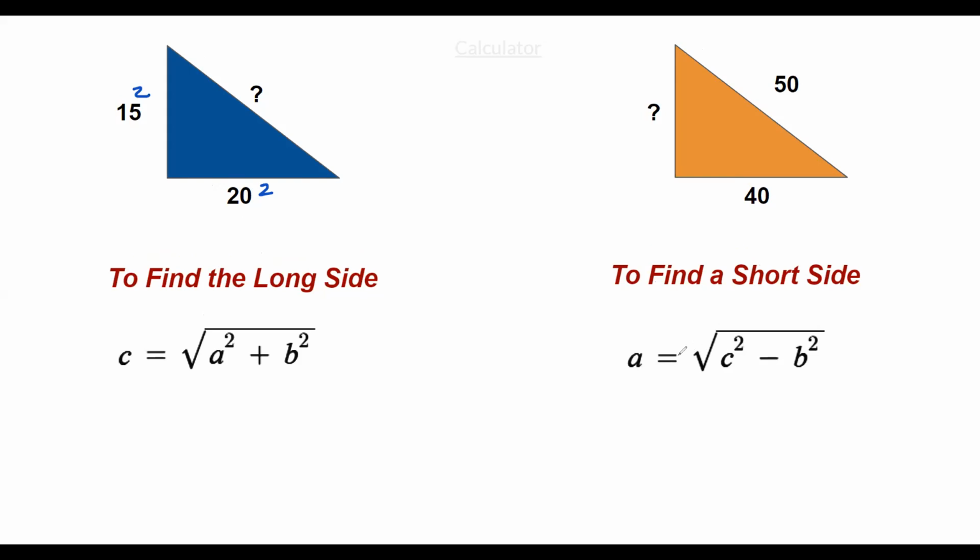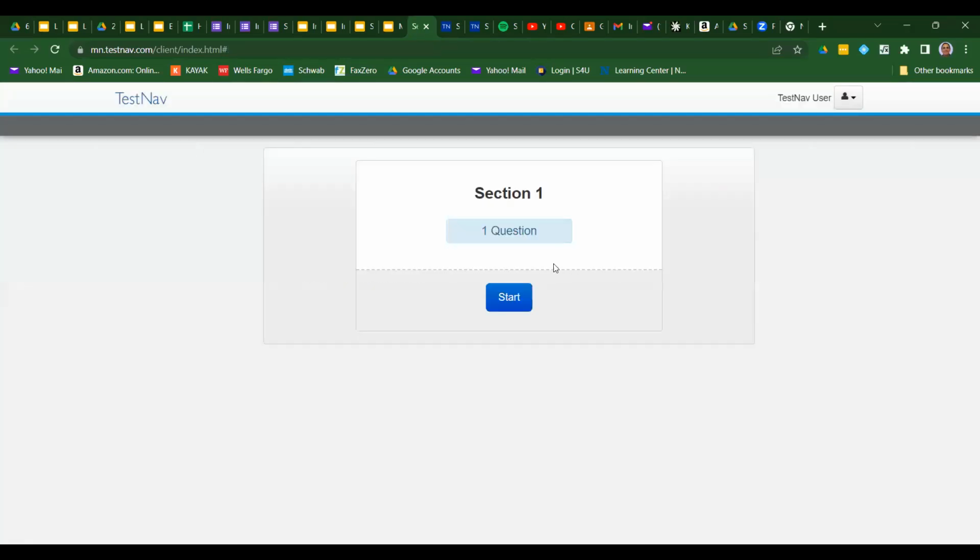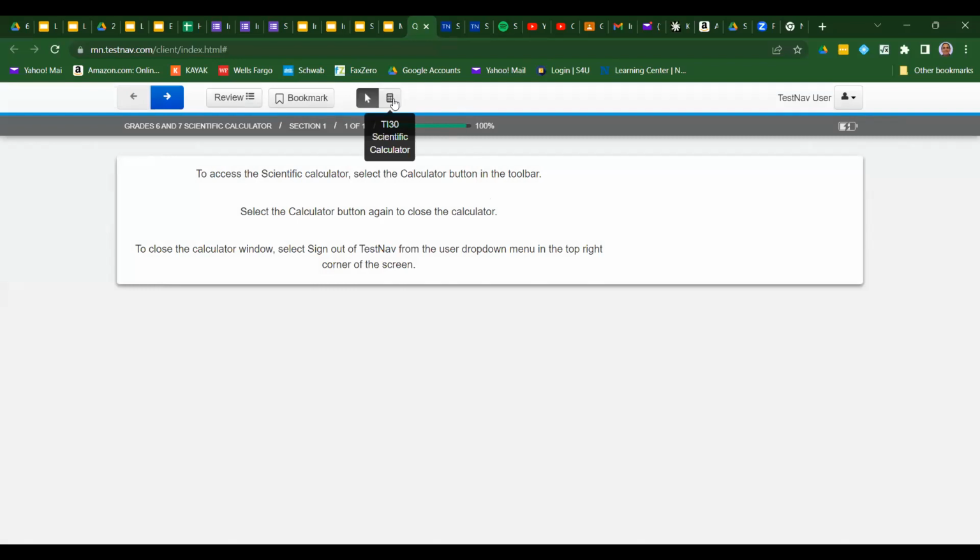For the short side, likewise, we could say that A is equal to the long side squared minus the short side that we know. So in this case, it's going to be 50 squared minus 40 squared. And we're going to take the square root of that. I want to show you how you can do that with the calculator. I'm going to call up my emulator here. Takes me a minute to get this going.